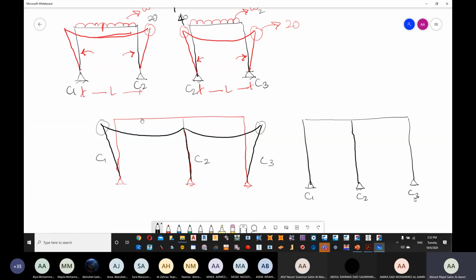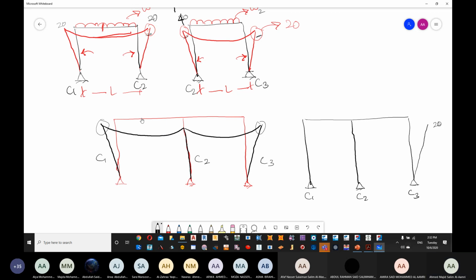First thing, C3, is it going right or left? Let's finish from the easier one. C3, if you see, we have 20 here. This is 40, this is 20, and this is 20. So you will see C3 is going to go left by the value of 20. Are we clear?